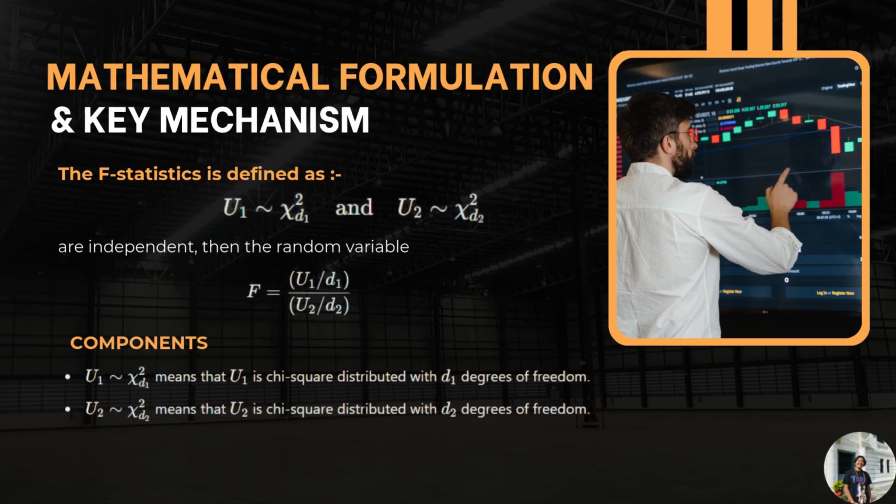Now let's dive into the mathematical foundation of the F distribution. The F statistic is defined as F equals (U1 / D1) divided by (U2 / D2), where U1 and U2 are independent chi-square distributed random variables. D1 and D2 are their respective degrees of freedom. This formula shows that the F statistic is the ratio of two scaled chi-square distributions. The shape of the F distribution depends on these degrees of freedom.